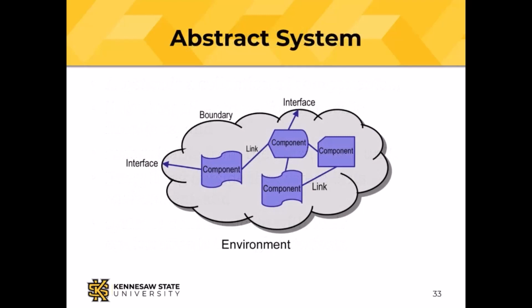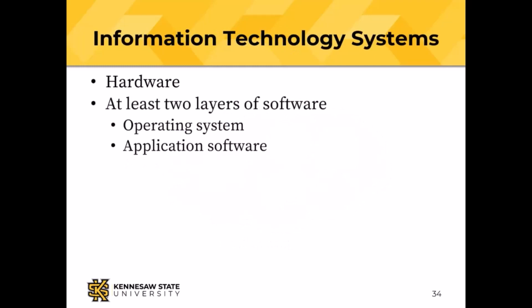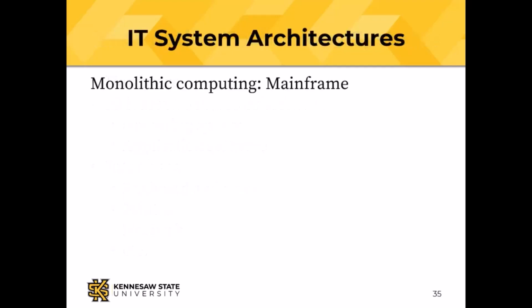So one of you was asking about abstraction on Tuesday. Here is an abstract diagram of a system. The system is within the boundary of that cloud. The environment is everything outside. I have linked together components, and I have a couple of interfaces. So that is the abstract idea of a system. An information technology system might have hardware, at least 2 layers of software, and some interfaces, things like keyboard and screen, printer, network, and so on.